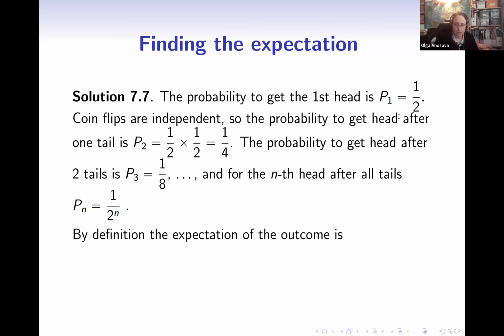So for the first head, you will win 2 with the probability a half, which will be 2 multiplied by a half. After 2 flips, the probability will be 1/4, as mentioned here, and the win will be 2 to the power of 2. Okay, and then for the next flip, the probability is 1/8, as written here, and the value of the win will be 2 to the power of 3, and so on. So what is the expectation or expected value for this case?